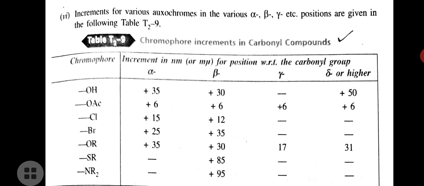Now you can see in the first column the various chromophores are written, and then in the respective other columns the increments at alpha, beta, gamma, delta or higher positions are written. So just have a look. We'll be using the rules, the structural increments and this table in the examples which we will be discussing in the later part of this video.